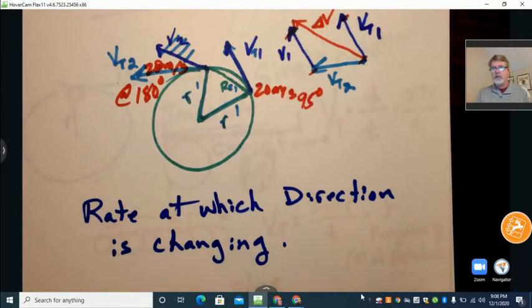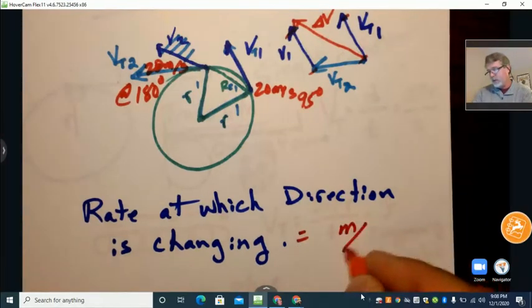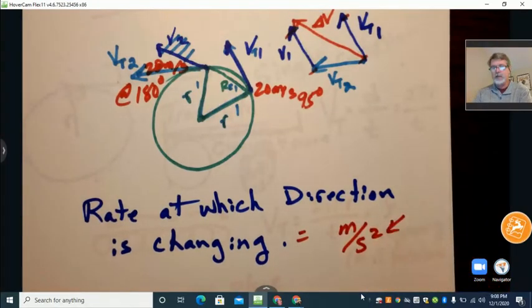Now, it still looks like an acceleration. It still would be 20 meters per second squared. The unit would be just like any other acceleration unit, a meter per second squared, okay? But it's not the rate at which it's spinning faster, it's the rate at which the direction is changing.